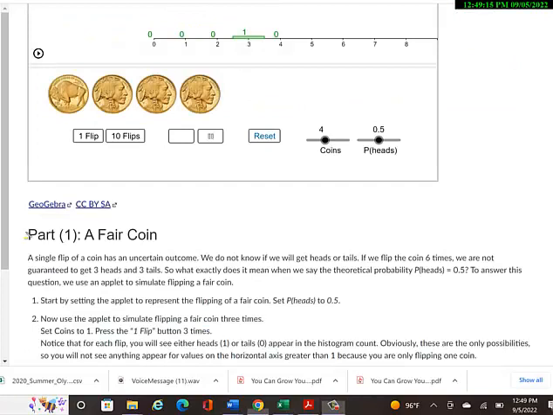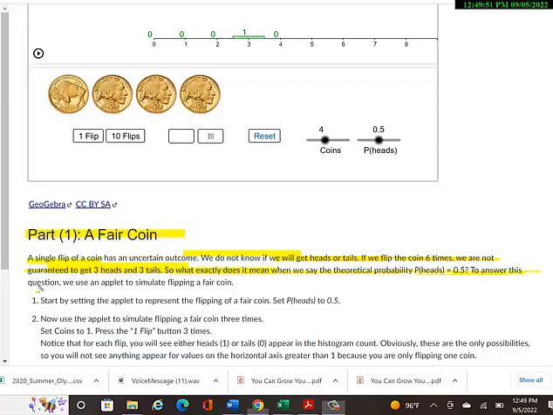So here we'll first talk about part 1, a fair coin. We'll assume the coin is fair. The probability of it landing on heads and the probability of it landing on tails is exactly the same. A single flip of a coin has an uncertain outcome. We do not know if we will get heads or tails. If we flip a coin 6 times, we are not guaranteed to get half heads, half tails, 3 heads, 3 tails. So what exactly does it mean when we say that the theoretical probability of heads is 0.5 or 1/2? You have a 1 out of 2 chance, or half chance.